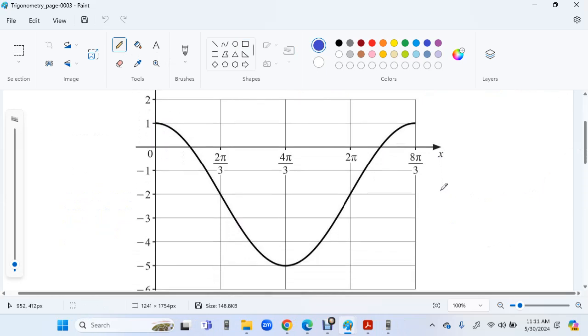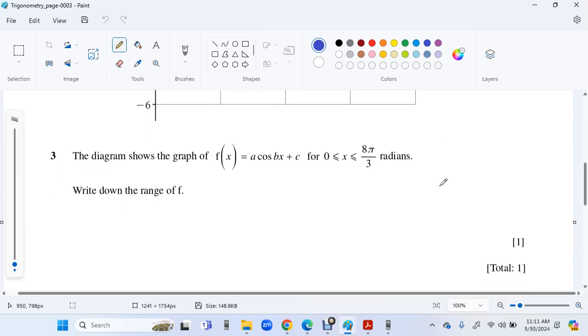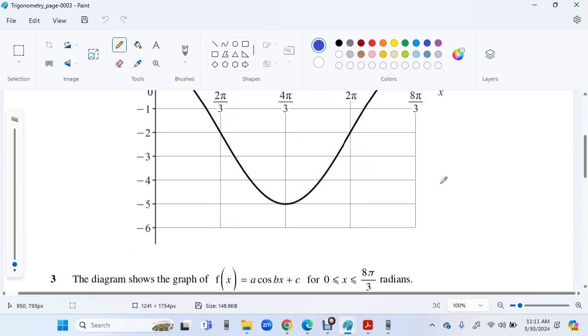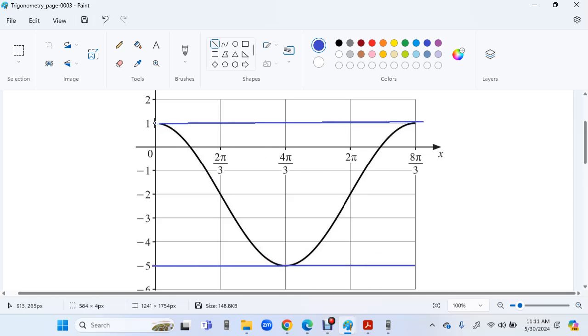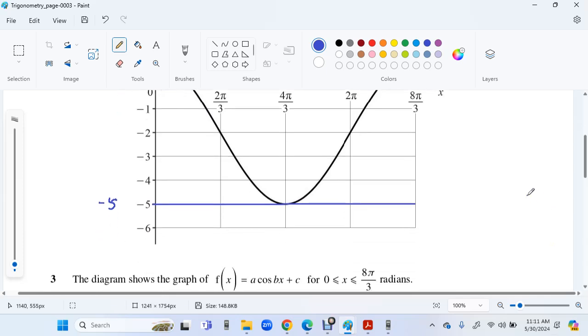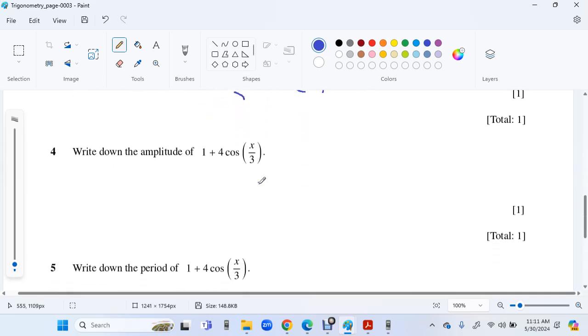Okay, so for this one, the diagram shows the graph of this. So we want to find the range. So for the range, we know that the minimum point is -5 and the maximum point is 1. So the range will be f between -5 and 1. So f is -5 and 1 inclusive.